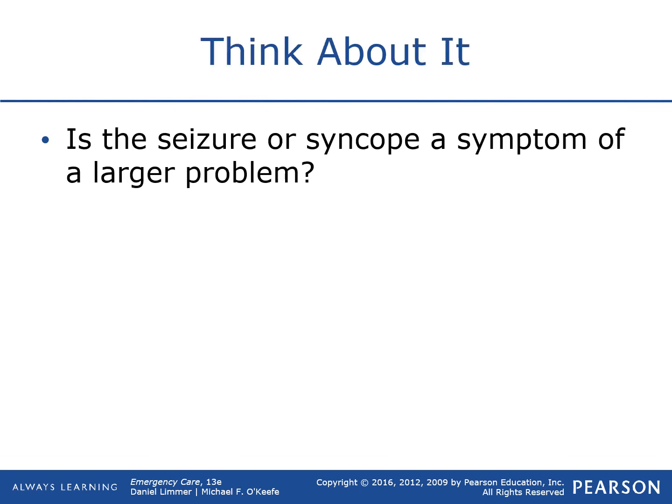Whenever you have someone who has a seizure or syncope, think, is this a symptom of a larger problem? Is something else causing this? If it's a seizure, was it caused because of hypoglycemia? Was it caused because of trauma? Was it caused because they have a history of epilepsy? Same with the syncope. What caused this, and is this just a symptom of a larger problem that we need to treat?